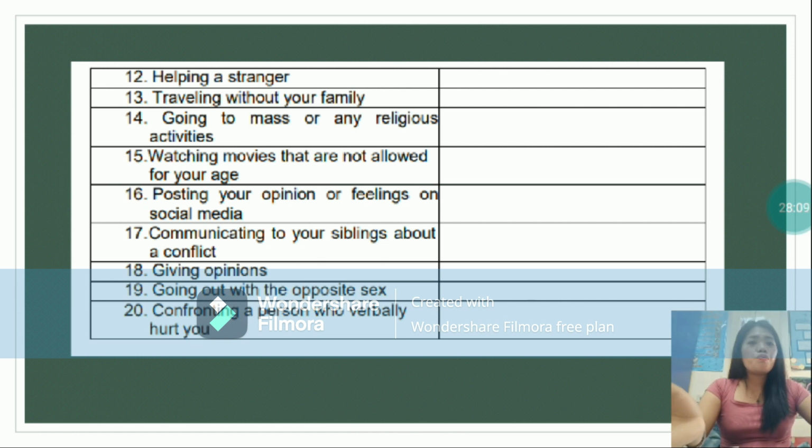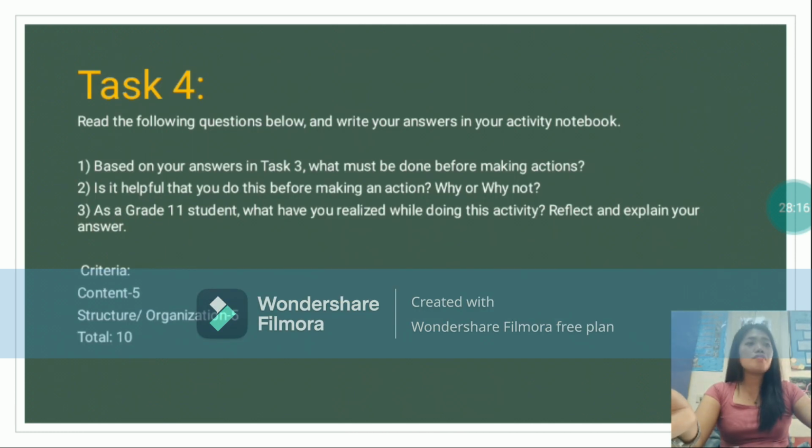Okay, so you have to complete that task, and now let's move on to task number 4. For task number 4, you have to read the following questions below and write your answers again in your activity notebook. Number 1, based on your answers in task 3, what must be done before making actions? So you'll be answering this in general. Okay. Number 2, is it helpful that you do this before making an action?